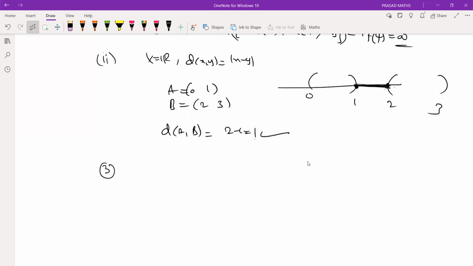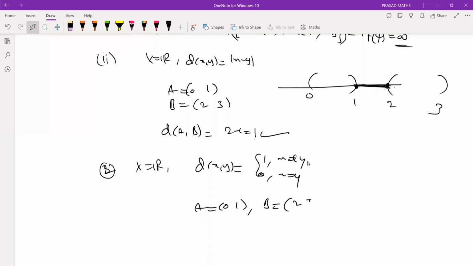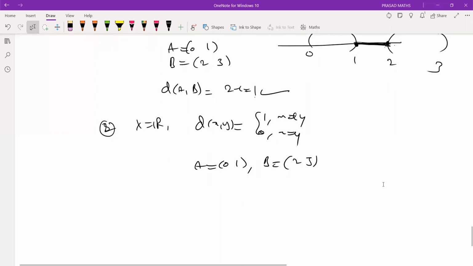Suppose you are in the discrete metric, and my sets are the same. What do you mean by the distance between A and B? Anybody?